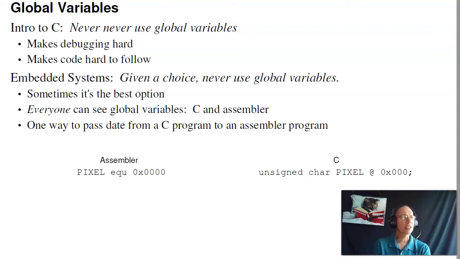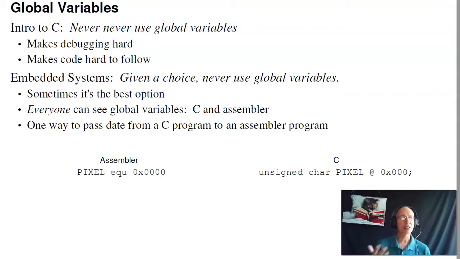In Introduction to C, you're told never, never, never use global variables. The reason is it makes debugging hard, makes your code really hard to follow, and it's easy to mess up. If two different routines are using the same variable, it's hard to figure out what that variable should be. In this class, we're going to modify that. Given a choice, don't use global variables. Sometimes there's not a choice.